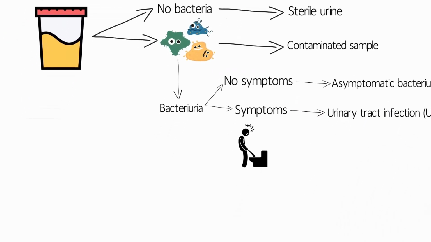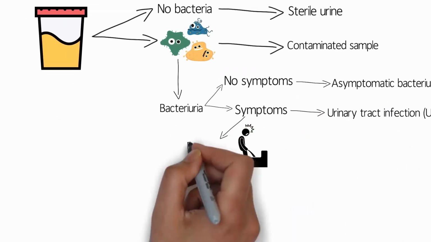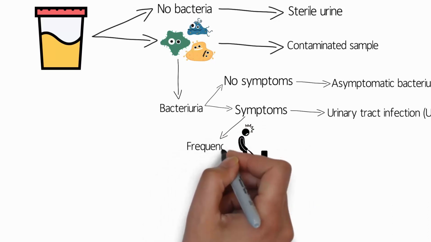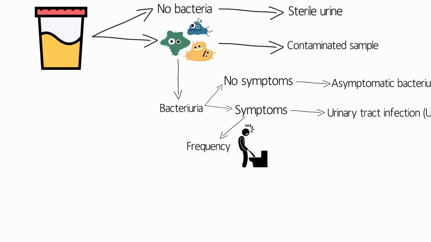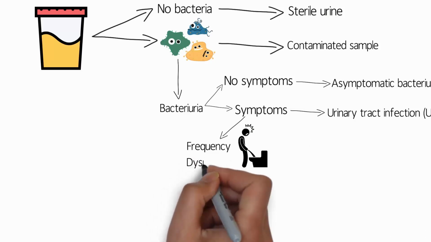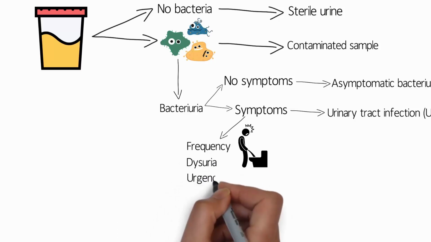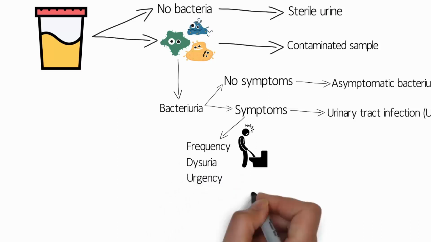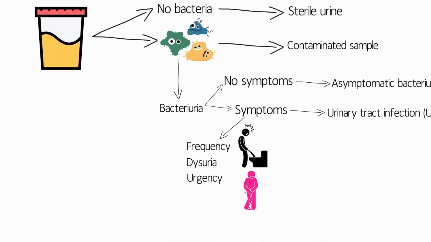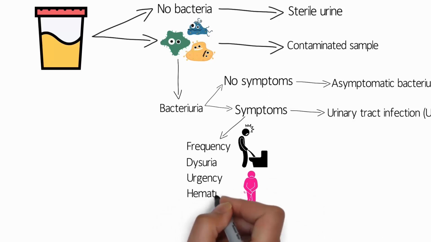What exactly are these symptoms? The four most common symptoms are frequency, so the patient has to urinate small amounts frequently, and it will be painful, which we call dysuria. There will also be urgency, or the urge to void immediately, and there can also be hematuria, or the presence of blood in the urine.